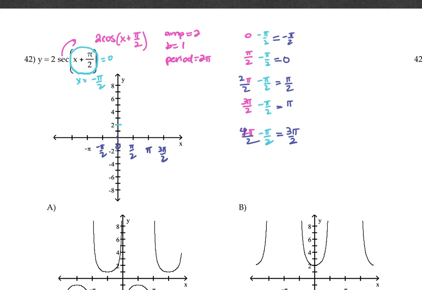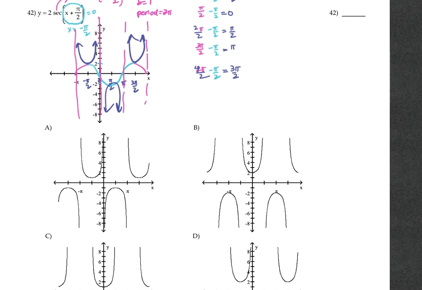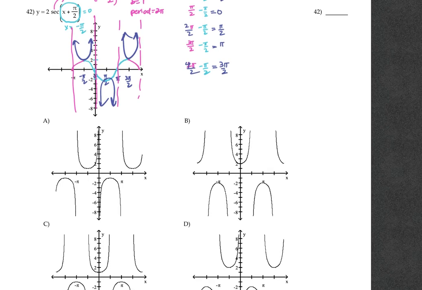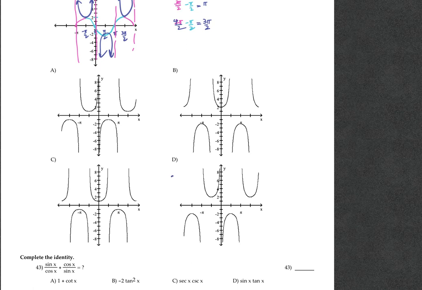And your amplitude is 2. So it's cosine, which means start at the amplitude, come down, down, up, up. You're going to drop the sides down in both directions, so you get your added asymptotes. Everywhere there's a 0, that's an asymptote. And then the curves bounce off. Compare that to what's given. And it's D.